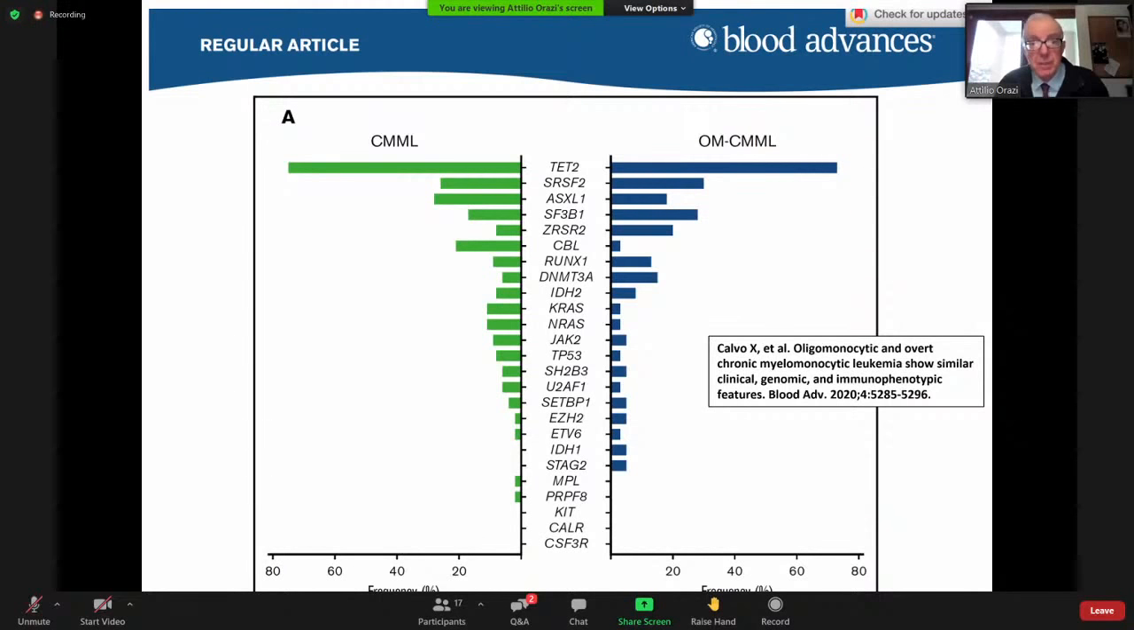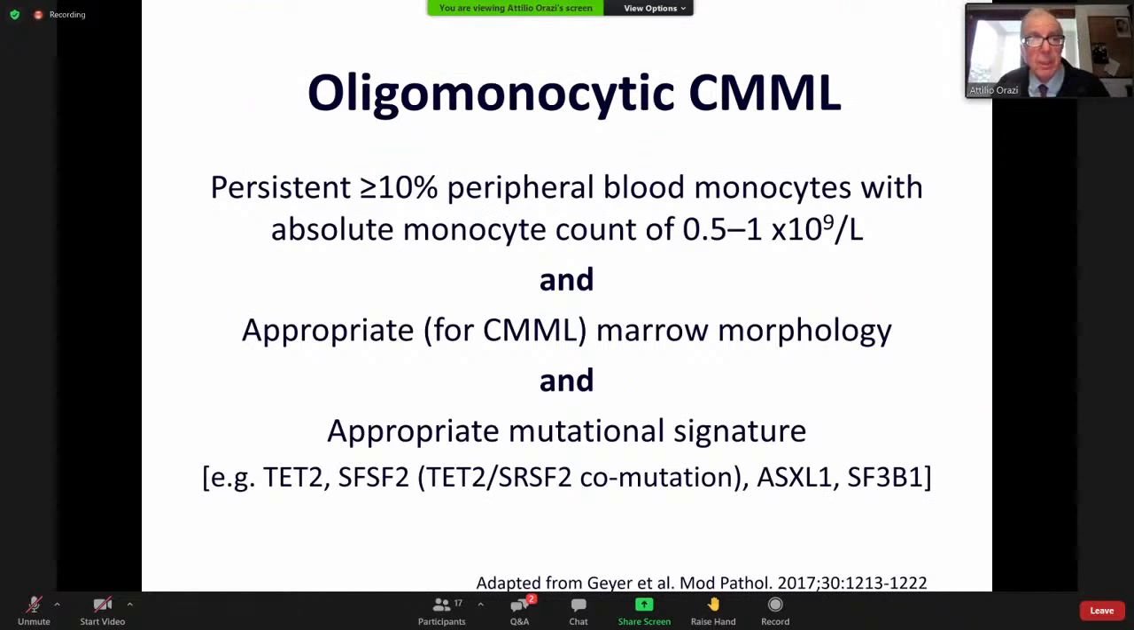So the conclusion of the Spanish study was, yes, oligomonocytic CMML is CMML, and we were right, and this is the way you diagnose this variant. So you need to have persistent, I would say a more than 3 months history would be ideal, greater than or equal to 10% peripheral blood monocytes with absolute monocytosis of at least 500. So we would try to keep some monocytosis. That's the reason why it's called oligomonocytic. It's not called non-monocytic. You know what I mean? You still need to have some monocytosis, but it's less than 1,000.